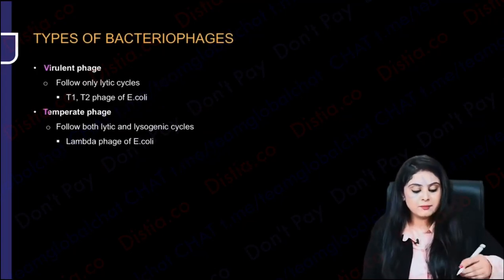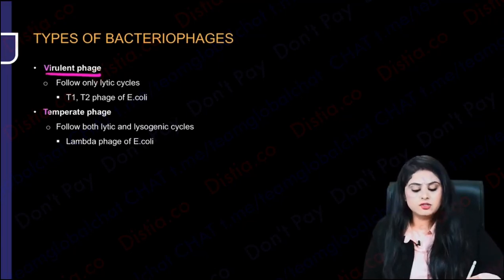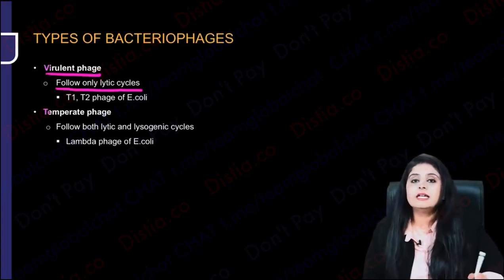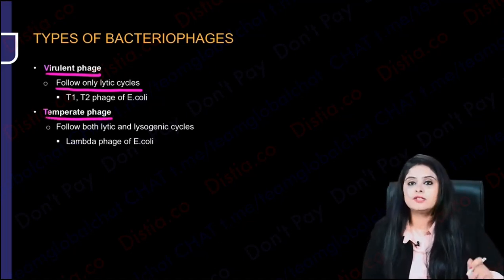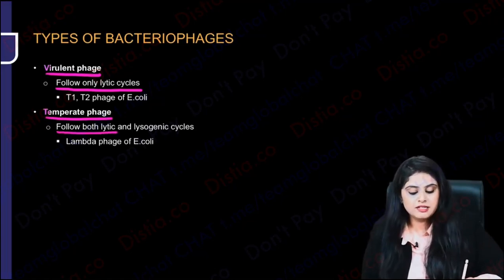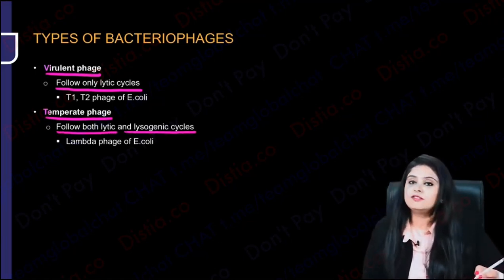Remember, there is something known as a virulent bacteriophage. Virulent means very, very dangerous. So it is just going to break. It only follows the breakage cycle, the lytic cycle. Temperate phage has two cycles. It can follow the lytic cycle, and it can also follow the lysogenic cycle.